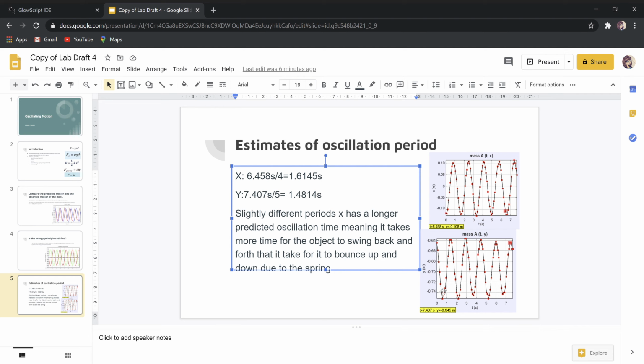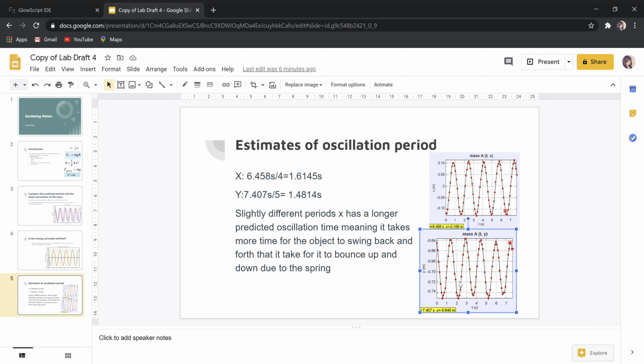And again, I calculated this in the same way by doing 1, 2, 3, 4, 5 periods of oscillation, which was 7.407 seconds. When you divide it, you get an average of 1.4814 seconds for the period of the Y.